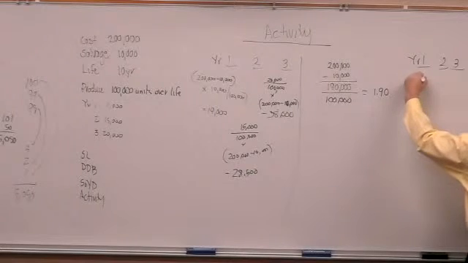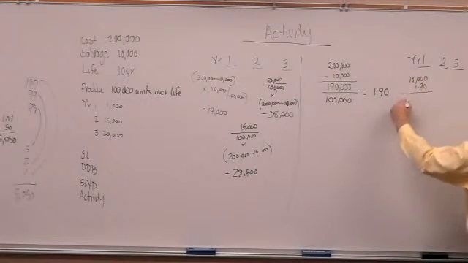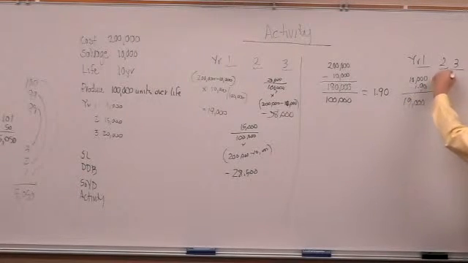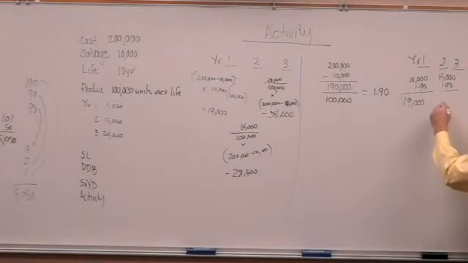10,000 times $1.90 is how much? 19,000. Year 2, they completed 15,000 units times $1.90 equals how much? 28.5. And in year 3, it was 20,000 units times $1.90 for 38,000. Either method should produce the same answer. You just pick whichever one you're comfortable using.